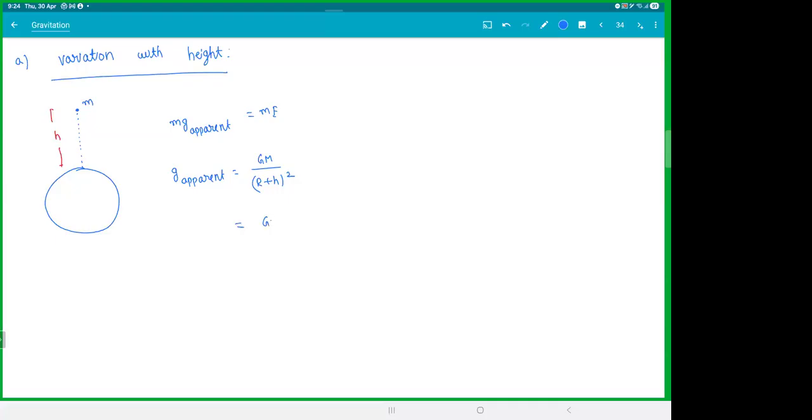Take out R square common. You get 1 plus H by R whole square. And what is GM by R square? The g on the surface. So when you go to a certain height H, the gravity there is the gravity on the surface divided by (1 plus H by R) whole square. Okay, that's a pretty good formula you need to remember.